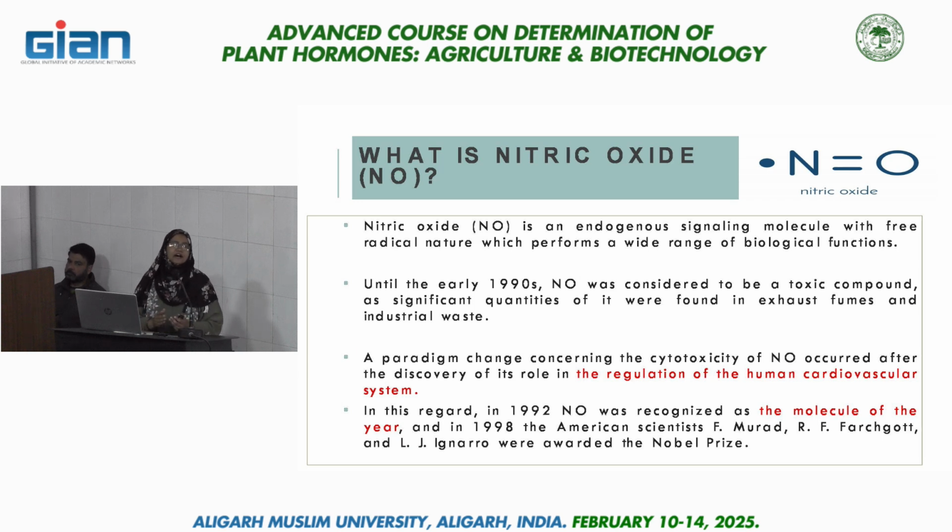All of you know that ROS and RNS are both very important and are used as signaling molecules at very low levels. But when their levels exceed that, they create aging and many processes that are called stress responses. So, at the cellular level, when their condition is at the optimum level, it is very crucial and they work as signaling molecules.